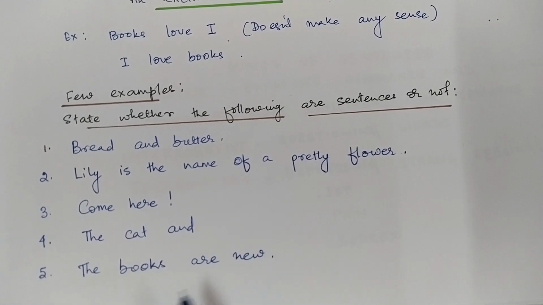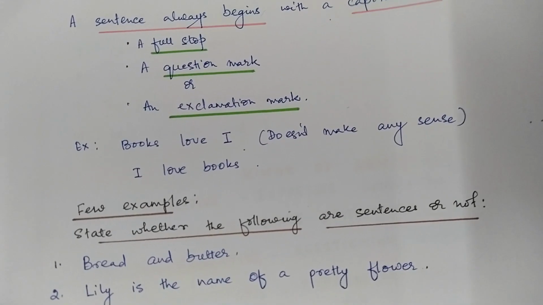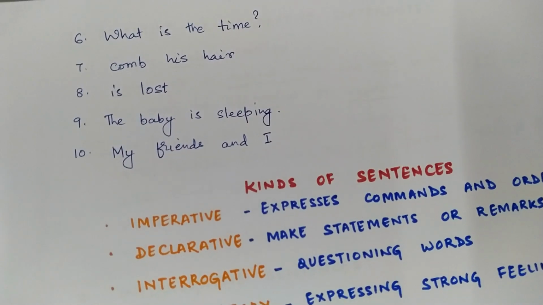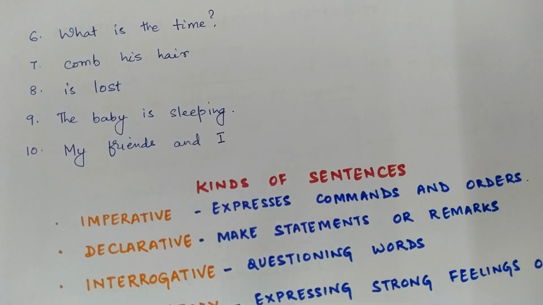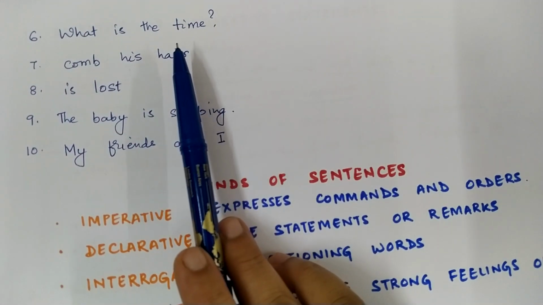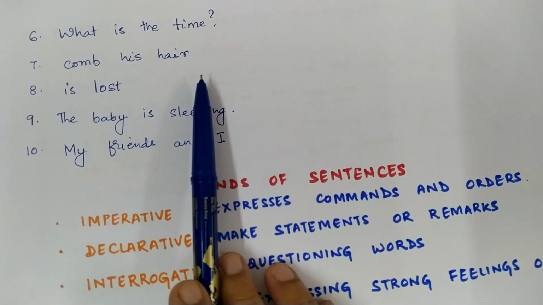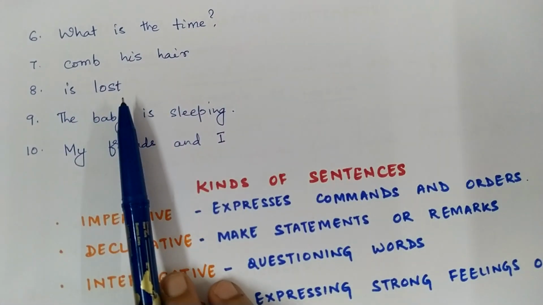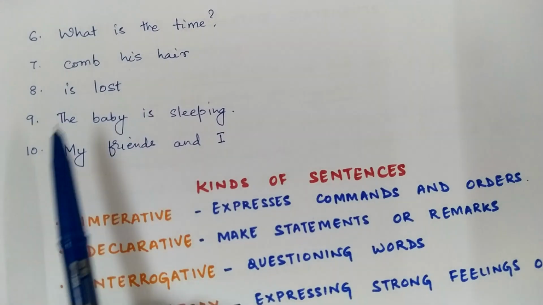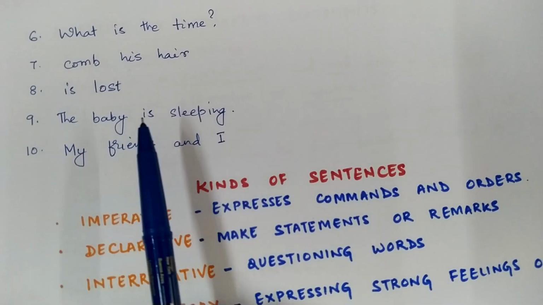5. The books are new. Yes, this is a meaningful sentence because it is stating that the books are new. Next, children, what is the time? This is an interrogative statement. It is asking what is the time. Number 7, comb his hair. Yes, this is also more or less a meaningful sentence. 8, is lost. Doesn't make any sense. It is not a sentence. 9, the baby is sleeping. We get to know the baby, what is the baby doing?